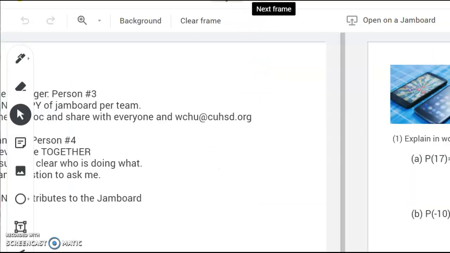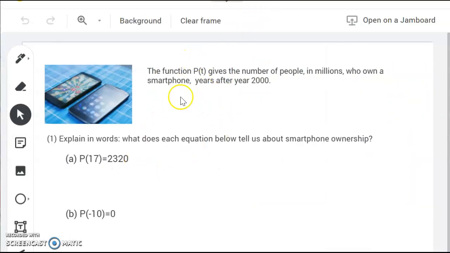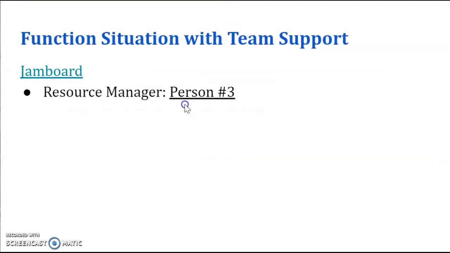If you go to the next slide, it gives you an explanation of the function P of t, which gives the number of people, in millions, who own a smartphone, and so on. It asks you all the questions. You're going to find the link to this in Canvas, so please go ahead and complete this as well. Okay. All right, and then finally, what do we do afterwards?